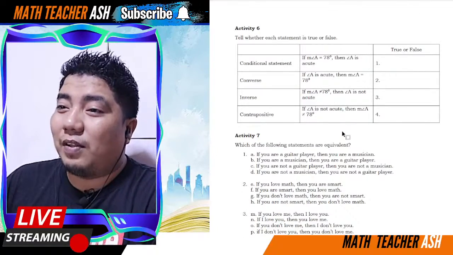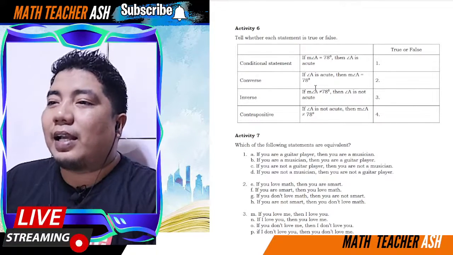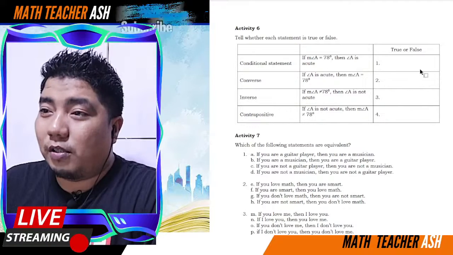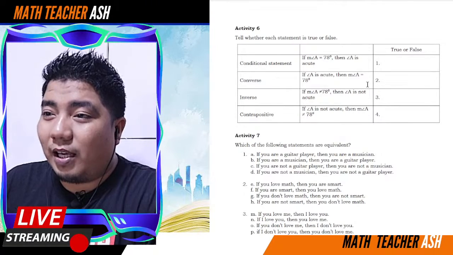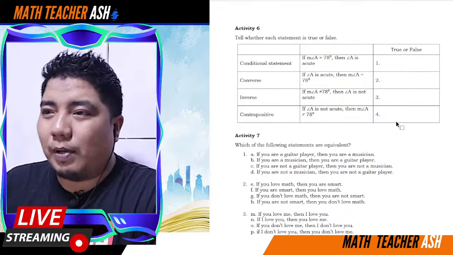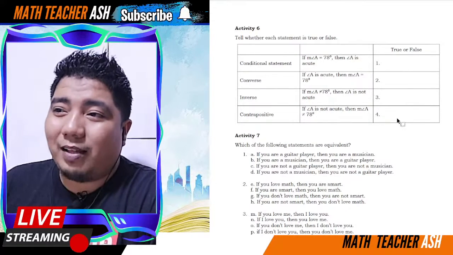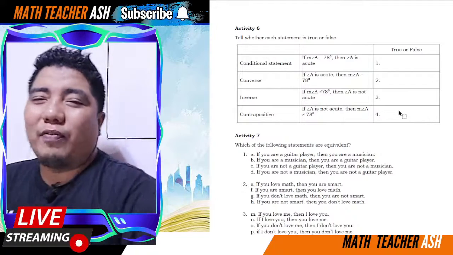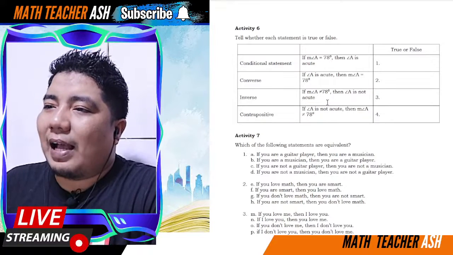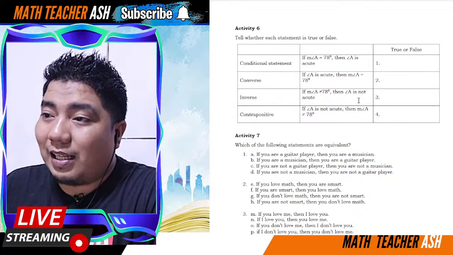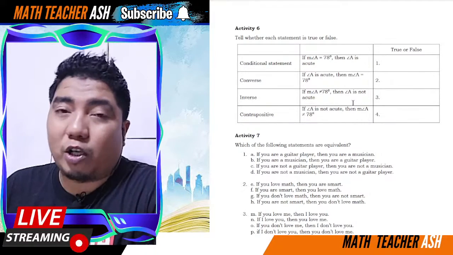Okay, so let's go to activity 6. We have here conditional statement. If the measurement of angle A is 78, then the angle A is acute. True or false? That's true. If angle A is acute, then the measurement of A is 78. That is false. Bakit? Maraming klase ng acute from 1 degree up to the 89th degree of an angle that is acute. Hindi lang 78 degrees. If the measurement of angle A is not 78 degrees, then it is not acute. Wrong din ito. Bakit? Kunwari, what if 50 degrees? Acute pa rin yun.